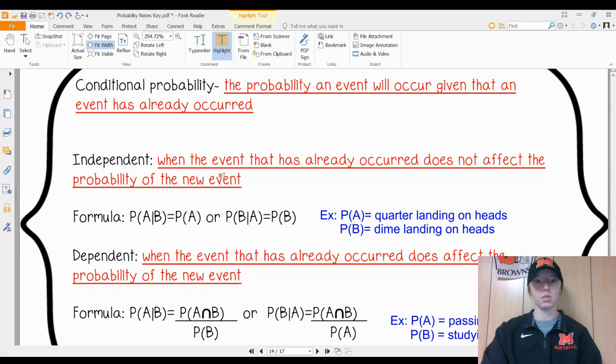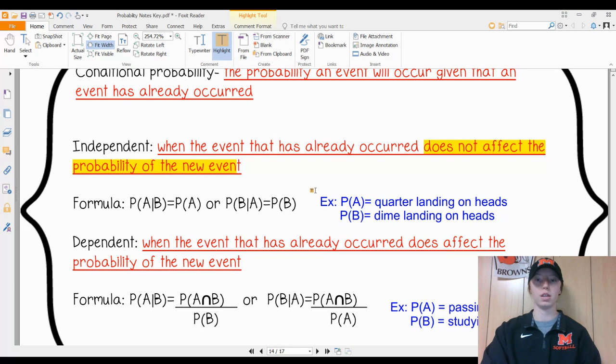So independent is when an event has already occurred and it does not affect the probability of a new event. An example could be a quarter landing on heads and a dime landing on heads. If you think about it, those two events do not affect each other. So therefore, the formula is the probability of A given B is just the probability of A.